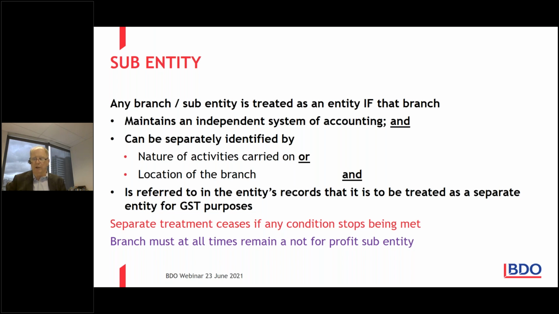Similarly, it must at all times remain a not-for-profit. So it's got to be still governed and controlled by the constitution, the governing rules of the entity, because it's still a part of it, it's just a separate cupboard that operates under a separate GST treatment. It's still within the main entity, so it's subject to all of the governance requirements of the main entity as far as accountability and application of everything being to the purpose of the organisation.